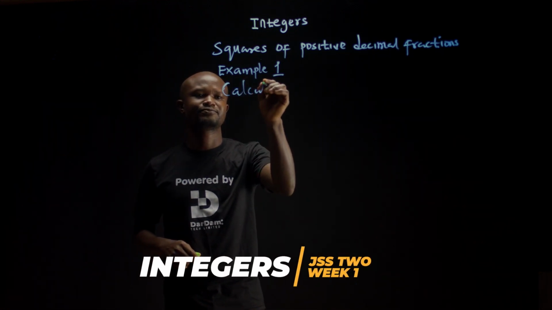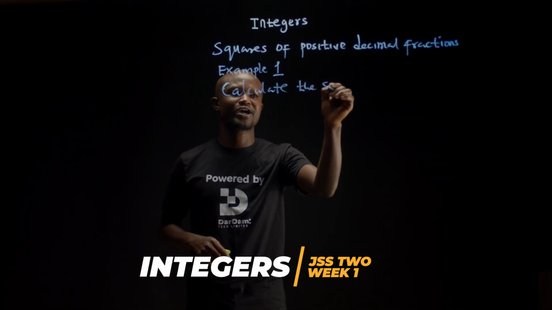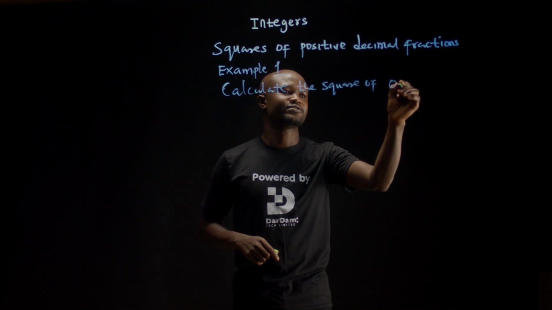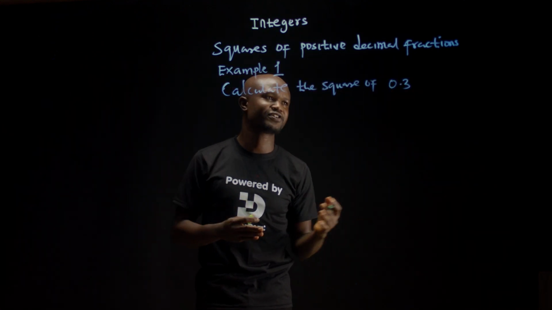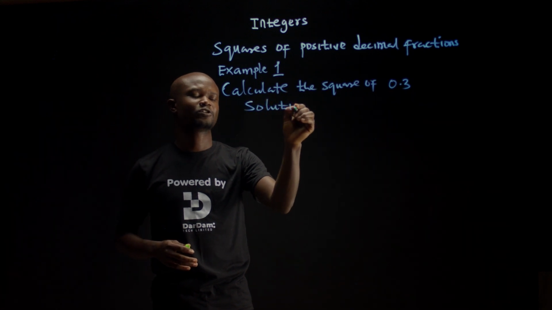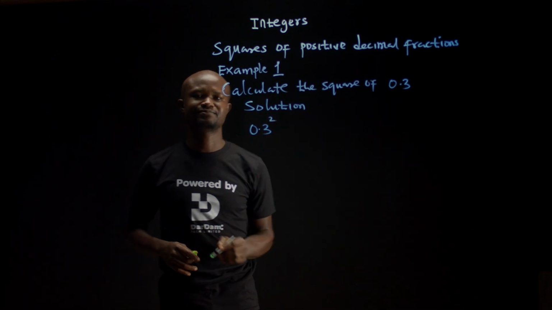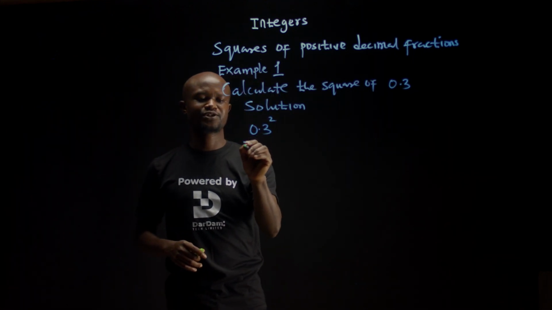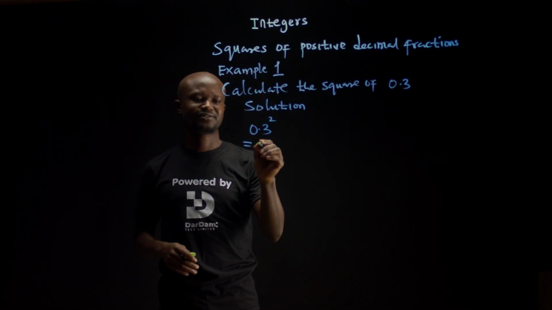Calculate the square of 0.3. Now we want to find the square of 0.3. Solution. That is 0.3 squared. The first thing to do is to convert 0.3 to a fraction.